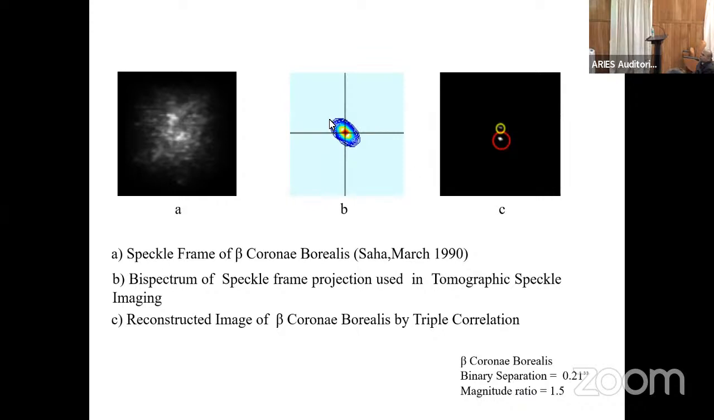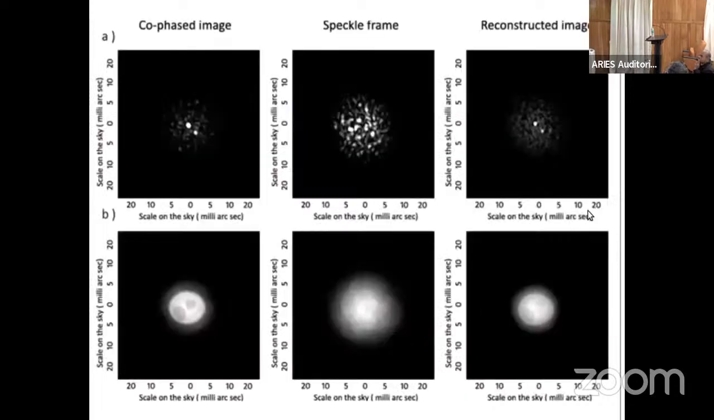This is the bispectrum, and this is the result. We published this in 2014 in the Journal of Optics for his PhD program. Then he did some more simulation with a hyper telescope. You see the binary 4-phased image, speckle frame, reconstructed image, then an extended object, and how it works. And this is the reconstructed image.